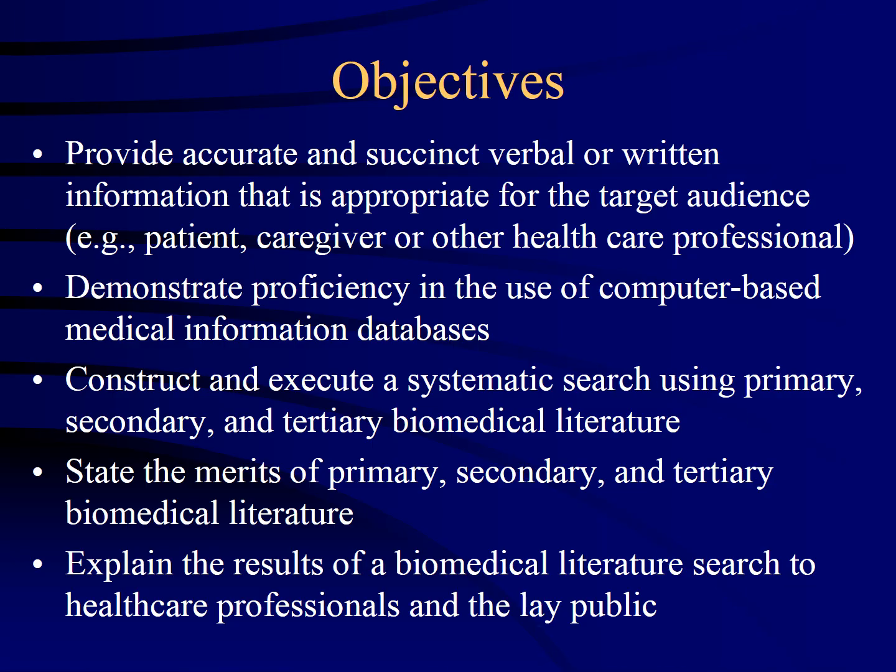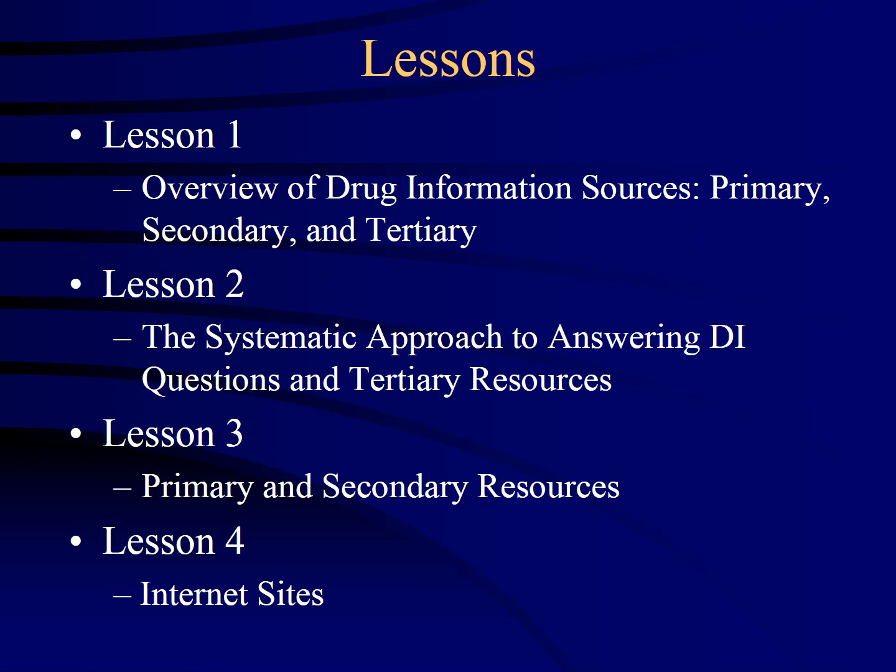The objectives of this course are to provide an accurate and succinct verbal or written information that is appropriate for the target audience, such as the patient, caregiver, or other healthcare professional, to demonstrate proficiency in the use of computer-based medical information databases, to construct and execute a systematic search using primary, secondary, and tertiary biomedical literature, to state the merits of primary, secondary, and tertiary biomedical literature, and to explain the results of a biomedical literature search to healthcare professionals and the lay public.